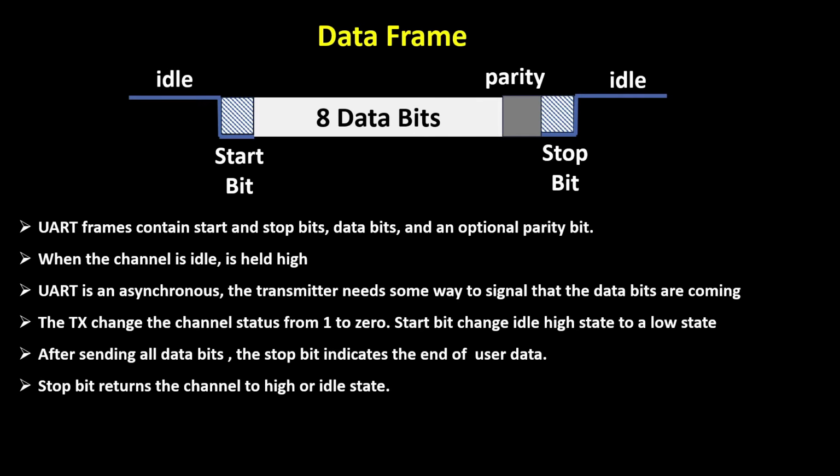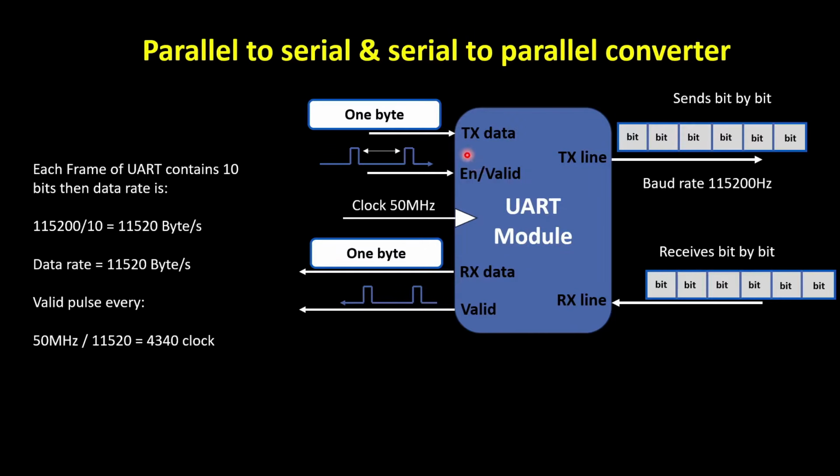In this training, we are going to transmit 8 data bits. So as you can see here, each UART frame will contain 10 bits. In the UART module, the TX part is the parallel to serial converter, and the RX section is the serial to parallel converter. What does it mean?